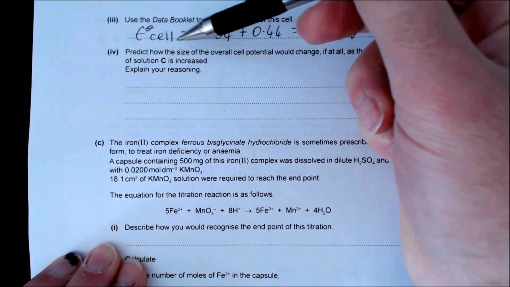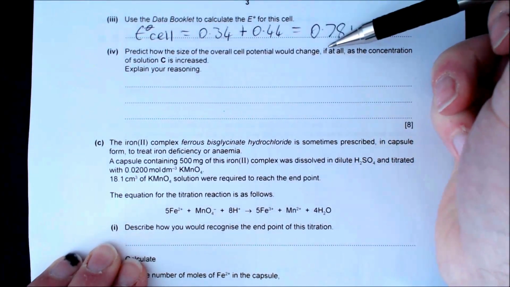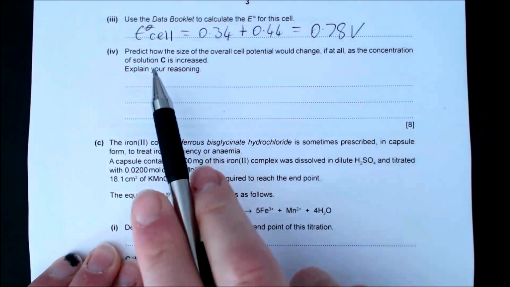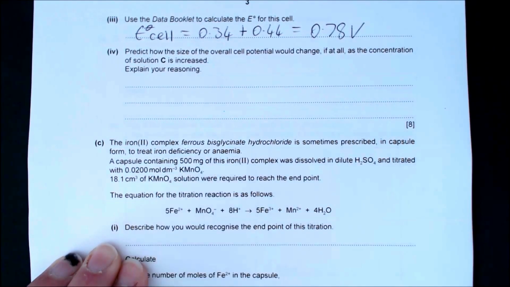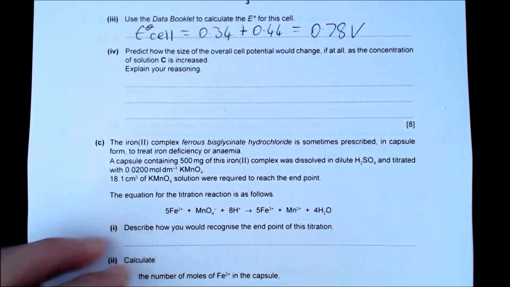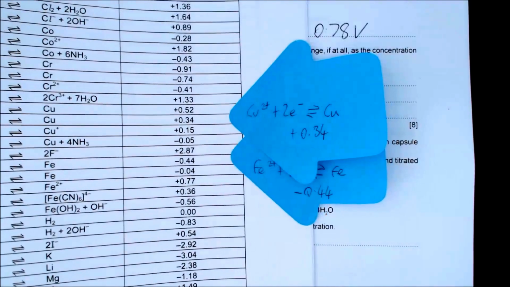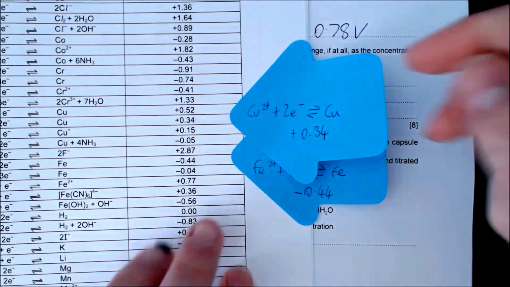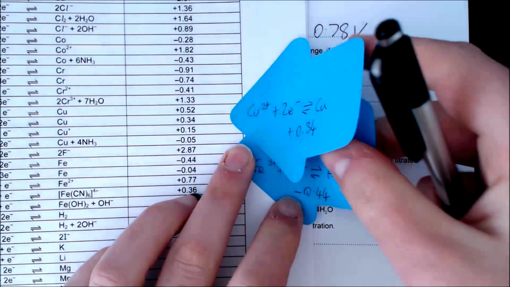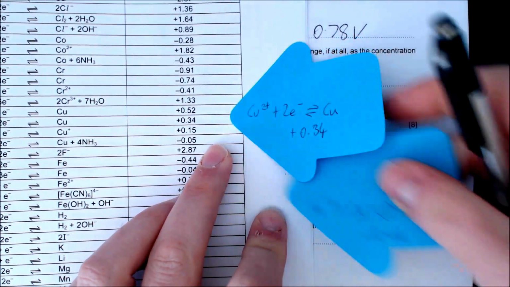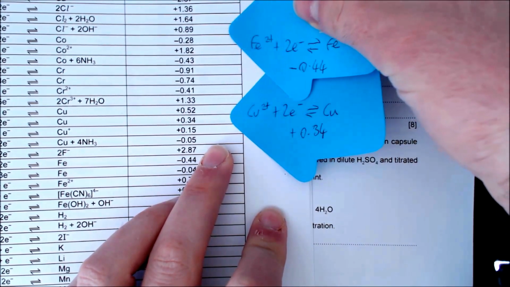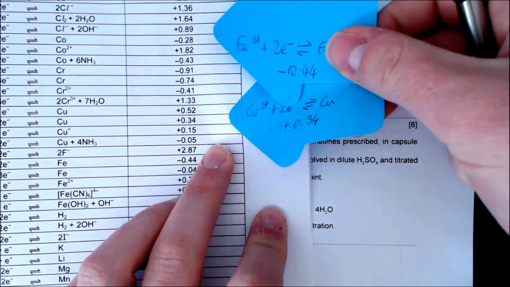Right, and then it says predict how the size of the overall cell potential would change, if at all, as the concentration of solution C is increased. Right, so solution C in my example was copper, but it doesn't really matter. It could work with either of them, to be honest. So let's just bring this back in again. So here are our arrows. Now what I'm going to do is use something called the anti-clockwise rule. This might hopefully explain what's going to happen.